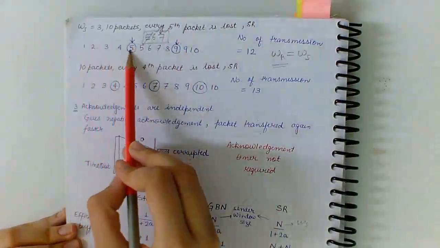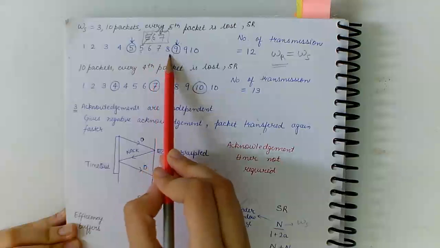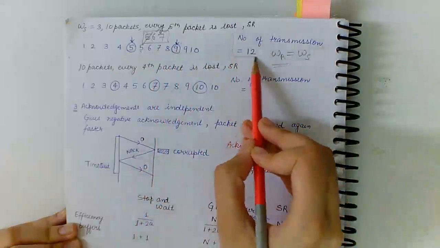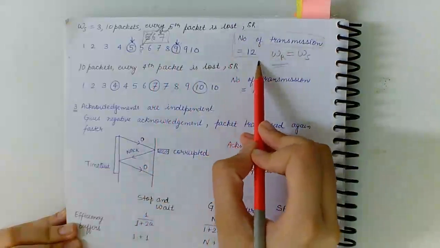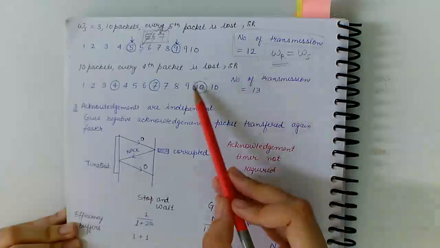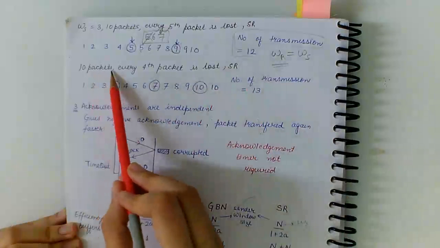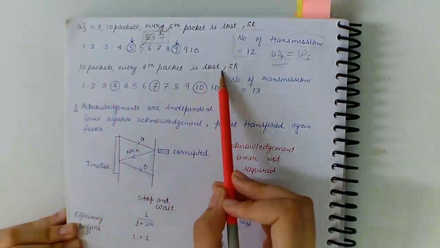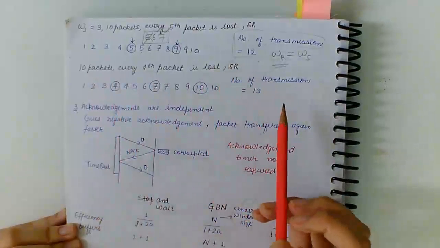So 1, 2, 3 and 5 again, then 5, 6, 7, 8 and then 9 again, and then 9 and 10. So total number of transmissions are 12. Now moving on to a similar question. We have to send 10 packets. Every 4th packet is lost in selective repeat.